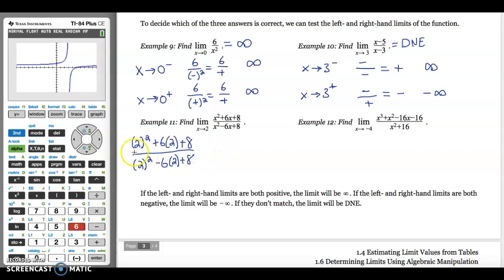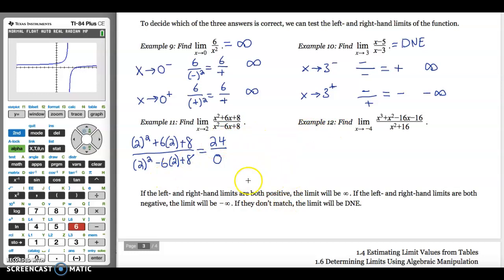Okay, so let's see, on top we got 4 plus 12 plus 8, so it's 16 plus 8, so we got 24 on top. And then on the bottom, I have 4 minus 12 plus 8, so 4 and 8 is 12, minus 12 is 0, okay. All right, and so then the next thing that you always want to try is you want to try to factor if possible.